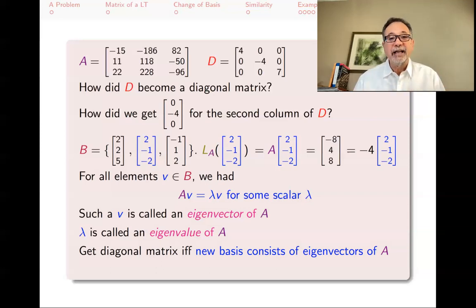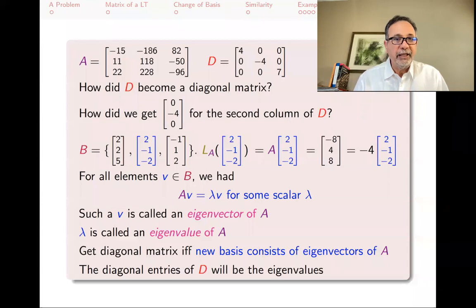Now, all of that is fodder for our future lectures on eigenvalues and eigenvectors, where we will see which matrices will have enough eigenvectors for us to be able to find a basis for R3 made up of eigenvectors. And how do we find eigenvectors? All of that will become clear later. But if you can do that, then the diagonal entries, that 4, -4, and 7, are going to be the eigenvalues of the matrix.